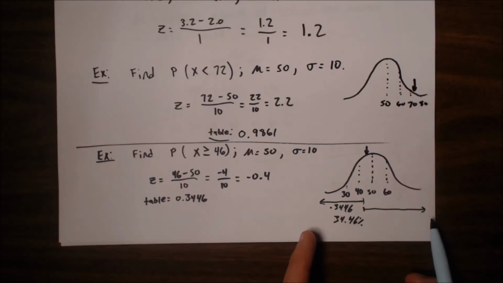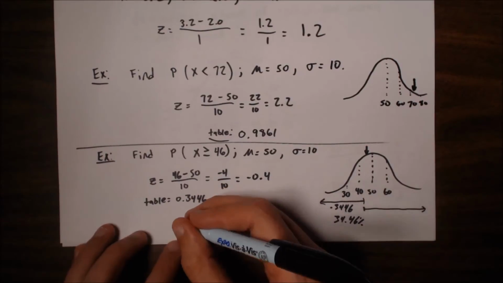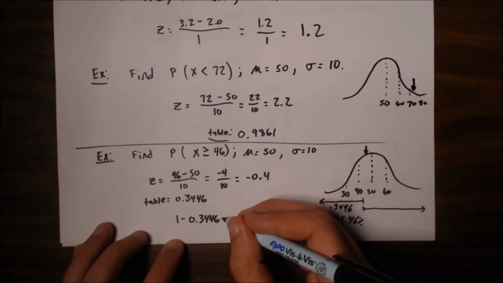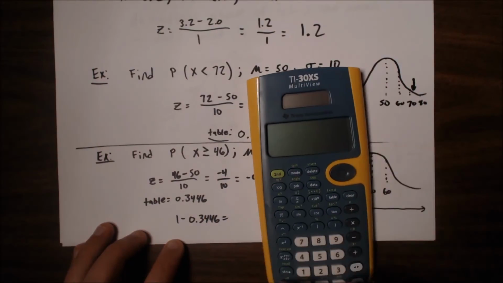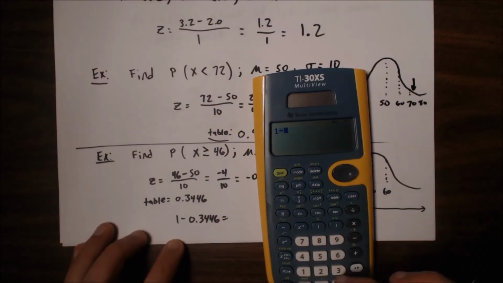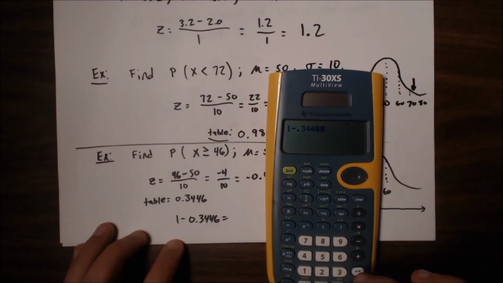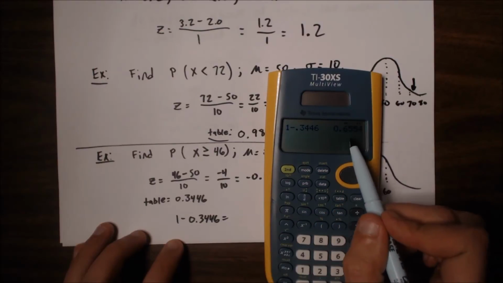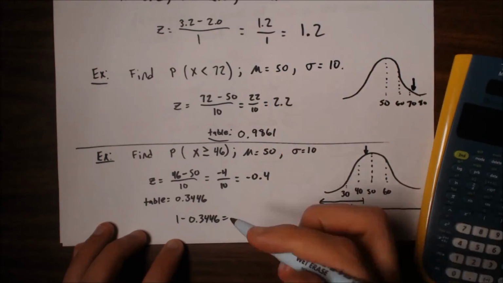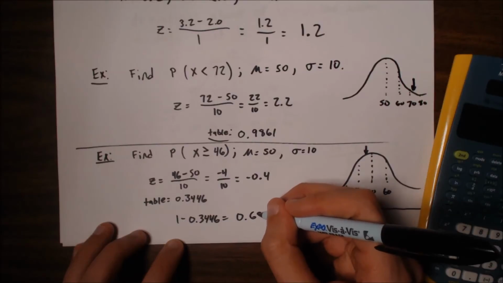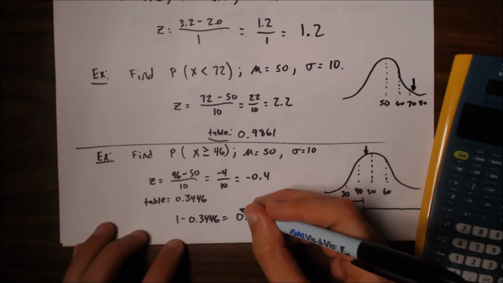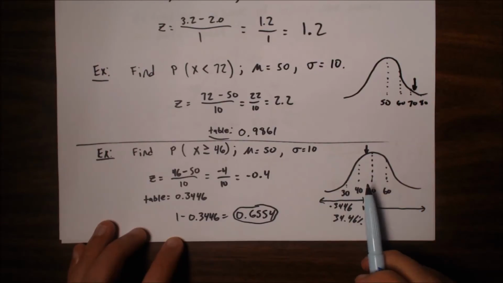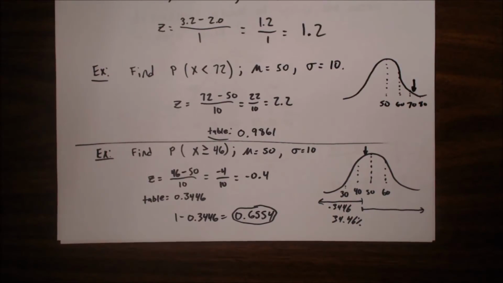And since everything has to add up to 100%, what I'm going to do is 1 minus 0.3446. You can just type it right in your calculator. 1 minus 0.3446 and press enter. That's 0.6554, or about 65.54%. And that's the amount of data that would be to the right of this point.